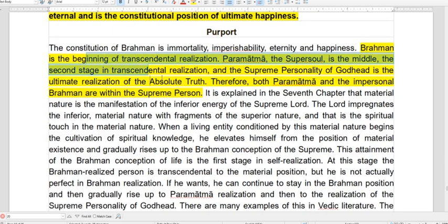Brahman is the beginning of transcendental realization. Paramatma, the super soul, is the middle, second stage in transcendental realization. And the Bhagwan, the Supreme Personal Godhead, is the ultimate realization of absolute truth, which only happens in Vaikuntha Loka. Therefore, both Paramatma and impersonal Brahman are within the Supreme Person.